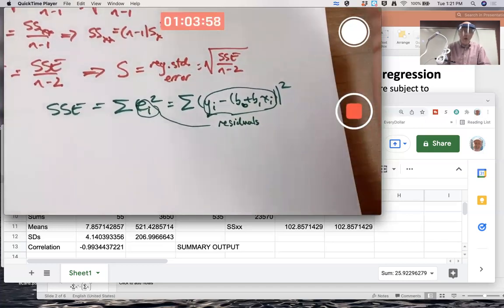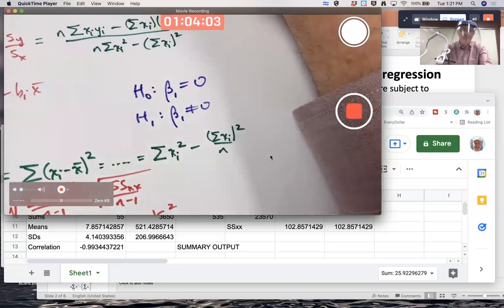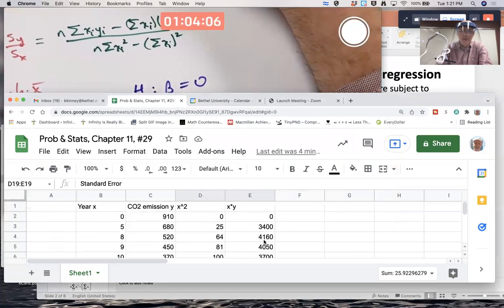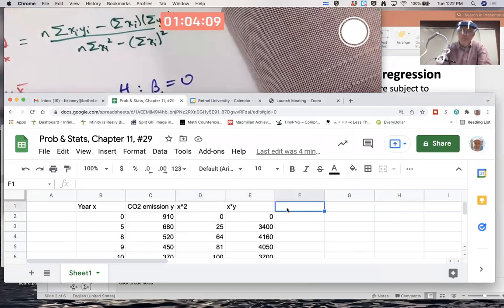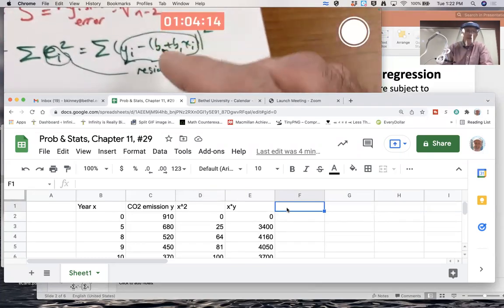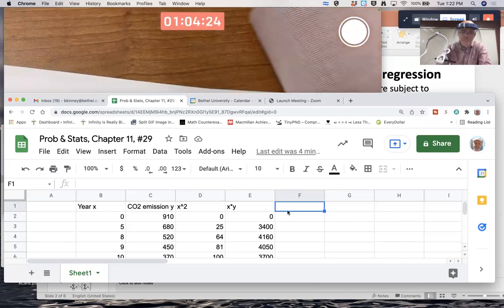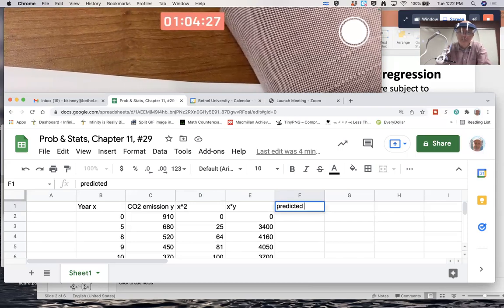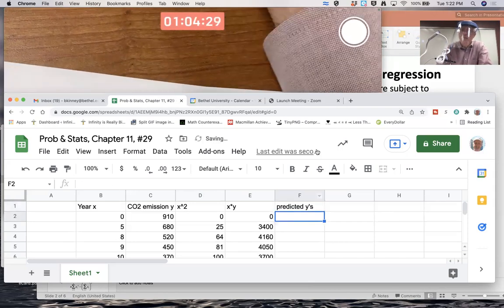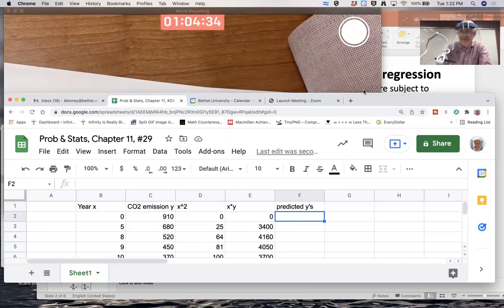So I need the y coordinates of the data points. I also need the regression intercept and slope, and the x coordinates. In fact, you may want to do these values first. B0 plus B1 x_i. Those are called y_i hats. They're predicted y's. I could call them y hat if I wanted to for short.